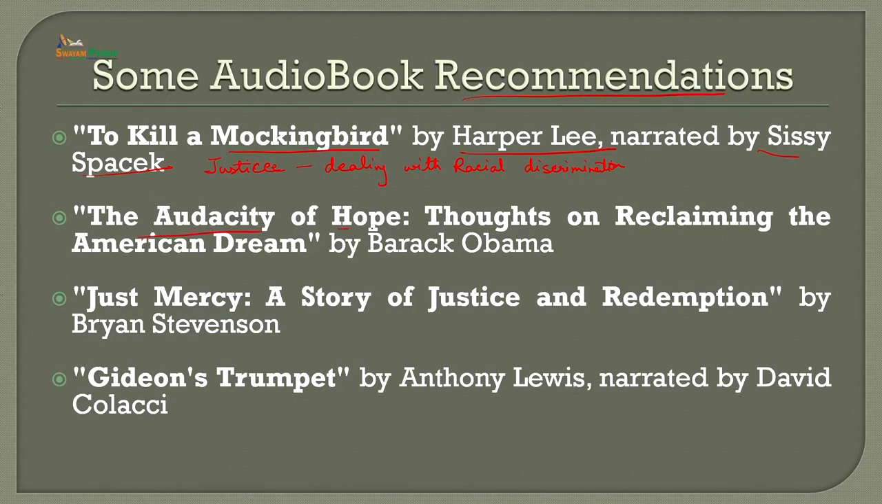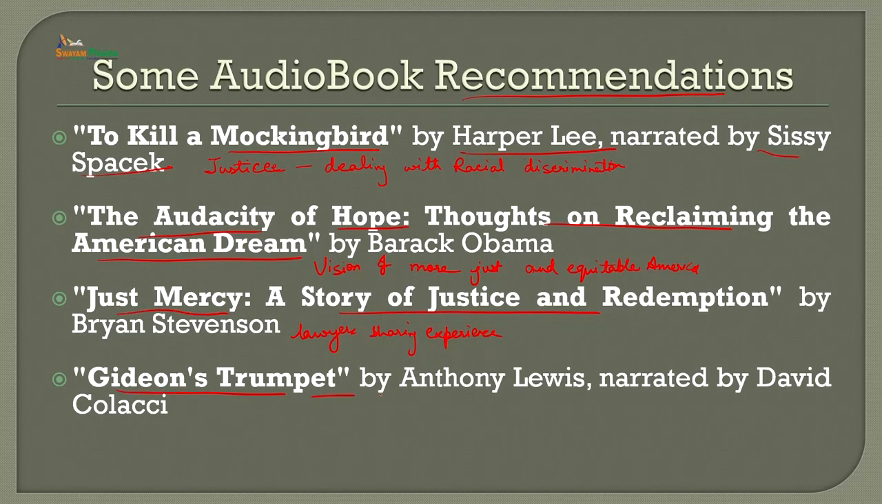Then The Audacity of Hope: Thoughts on Reclaiming the American Dream. Now this one is from Barack Obama, and he has discussed the vision of a more just and equitable America. Right, then we have Just Mercy: A Story of Justice and Redemption by Bryan Stevenson. This is basically a lawyer's story, a lawyer sharing experiences of inequality in the criminal justice system.